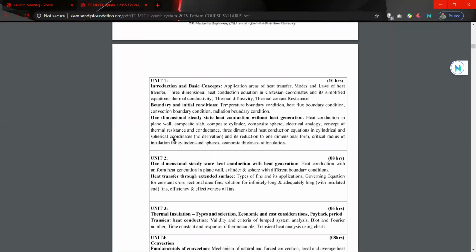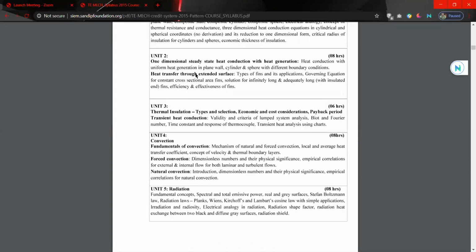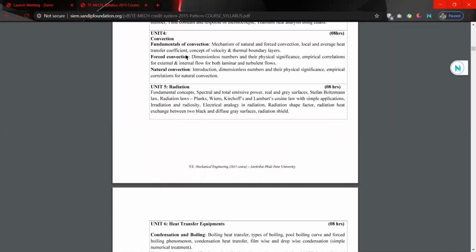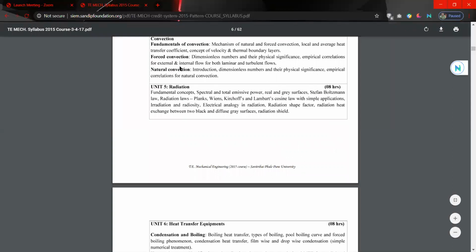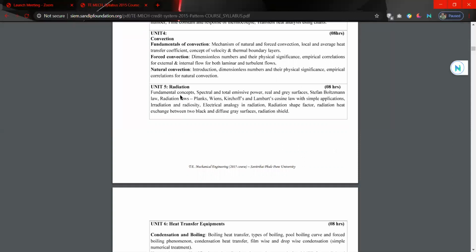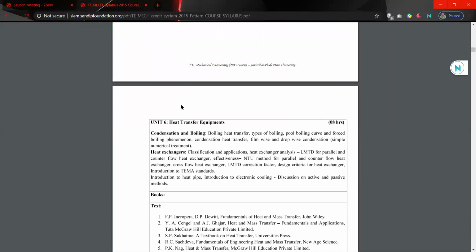In unit number 2, we are considering the one-dimensional steady-state heat conduction with heat generation, and the heat transfer through the extended surfaces. In unit number 3, we are considering the thermal insulation and transient heat conduction. Unit number 4 deals with convection. It consists of natural convection and forced convection. Unit number 5 is radiation. Unit number 6 is heat transfer equipments. So these are the 6 units inside this course.